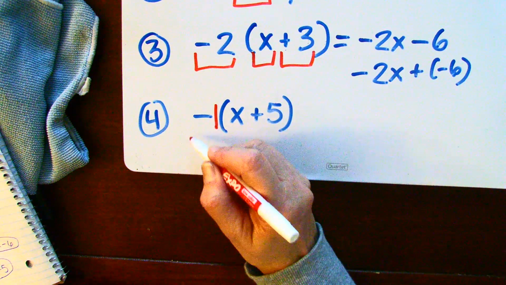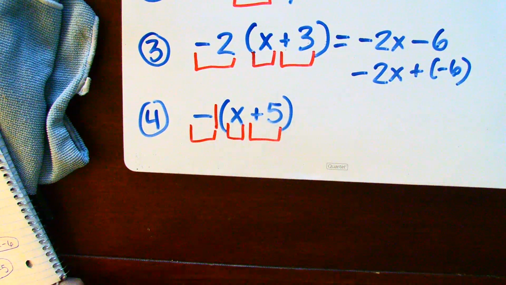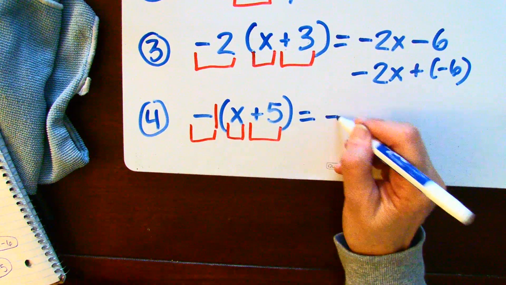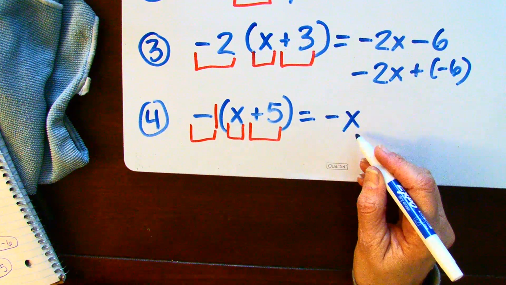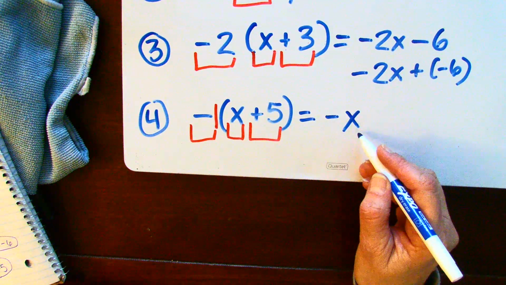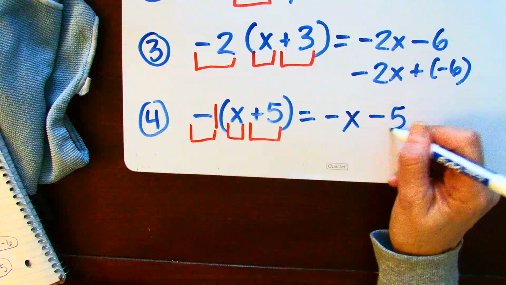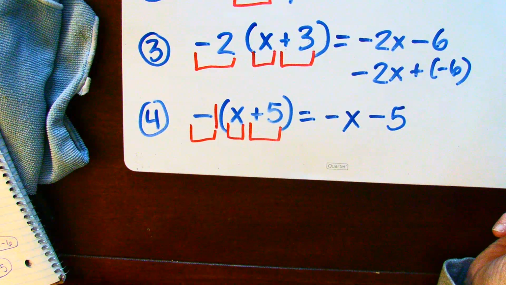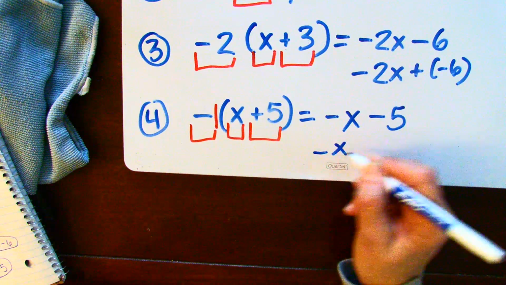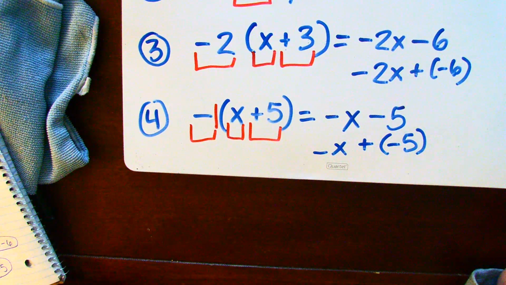Now when we multiply, we're going to multiply negative 1 to a positive x and to a positive 5. So negative 1 times a positive x is going to give us a negative x. Again, I don't write a 1 or a negative 1x. It's just going to be negative x. Negative times a positive is a negative, and 1 times 5 is 5. So negative x minus 5. And again, if you want to change this to an addition problem, you can. It would look like this: negative x plus negative 5.